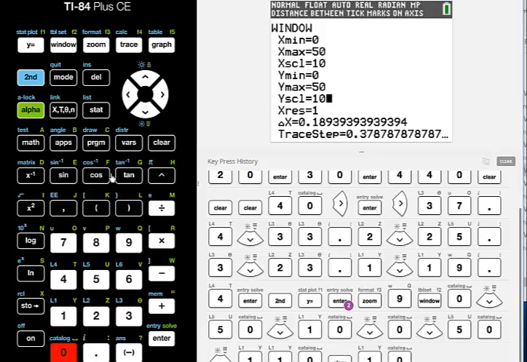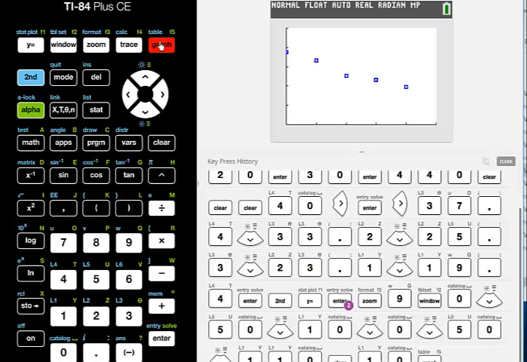All right, and then if we hit Graph, we will go back to our picture, and you can see there, now I can see both axes, and I can see that I'm counting 10, 20, 30, 40, 50 on the T, and 10, 20, 30, 40, 50 on the P.